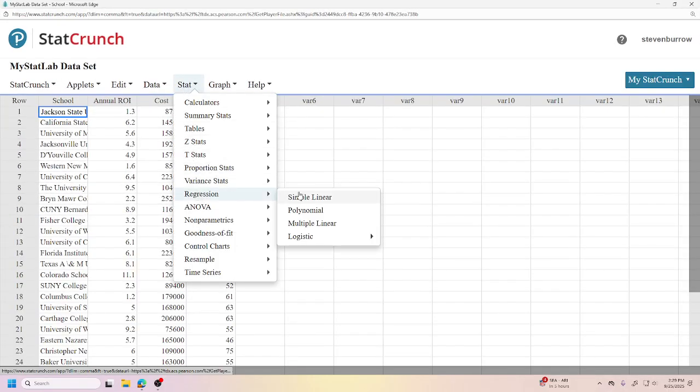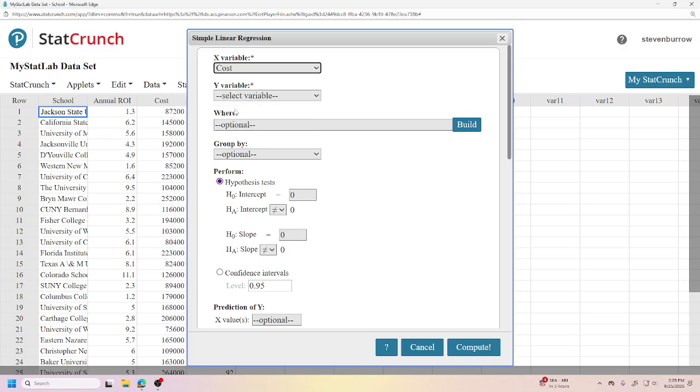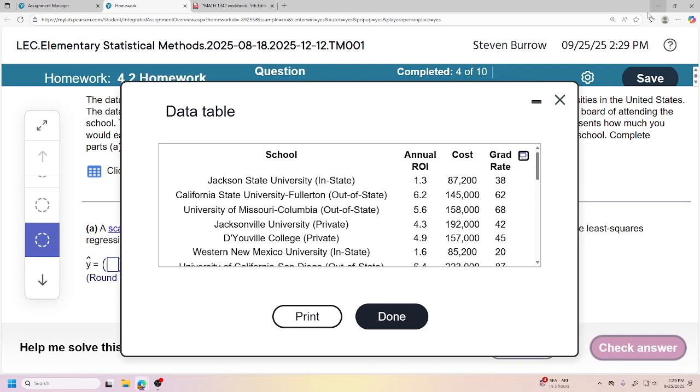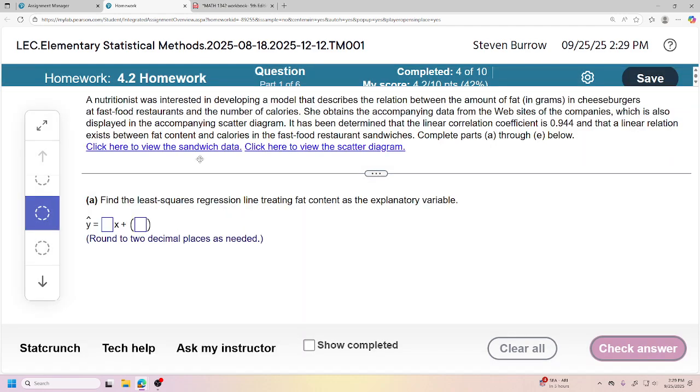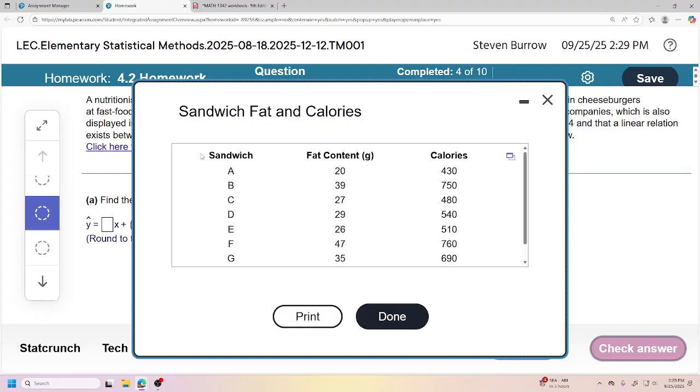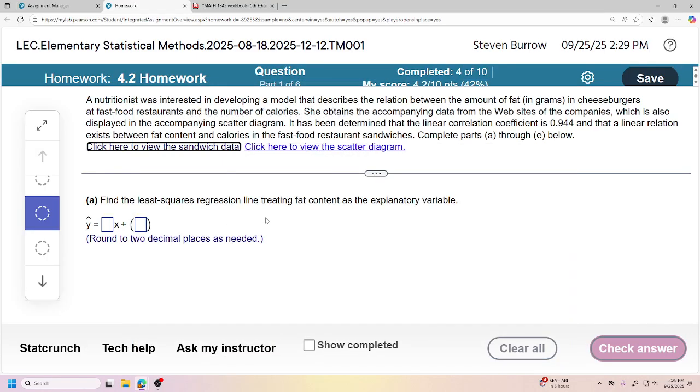Stat, regression, simple linear, and it said cost and grad rate. That was it. Do the rest of the problems. That's all you're doing. Is that cool? They're trying to confuse you, but it's just put those in and you're done. It's not bad. Keep cruising. What else we got? Same thing. See, we got the A, B, whatever. That doesn't mean anything. So you got fat and calories, X and Y.